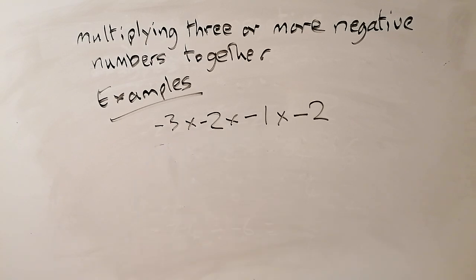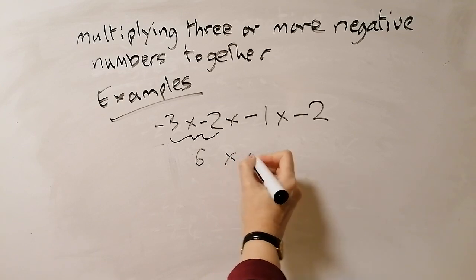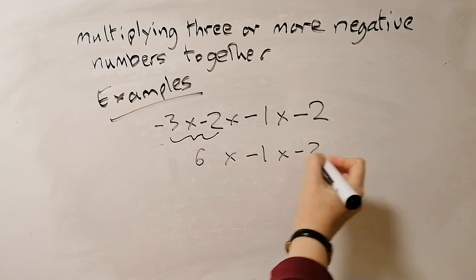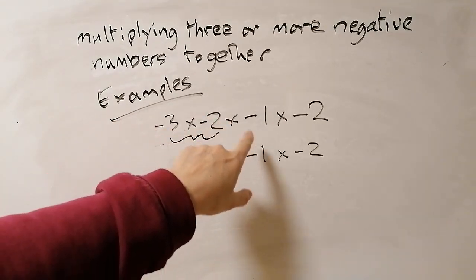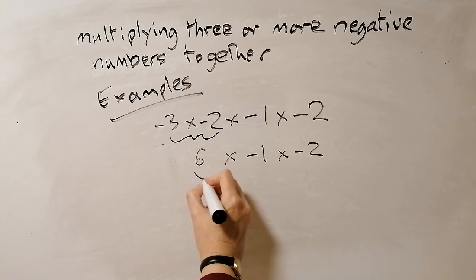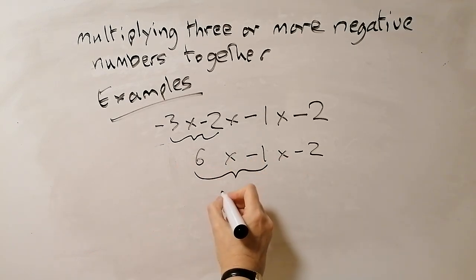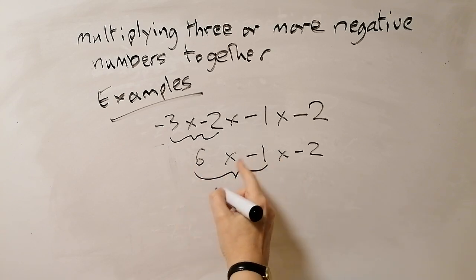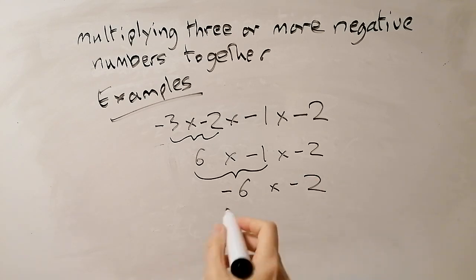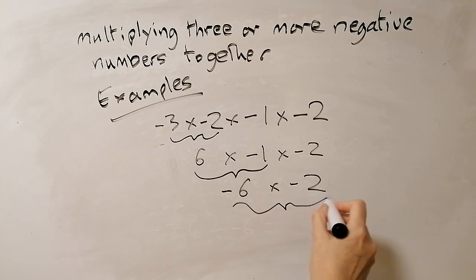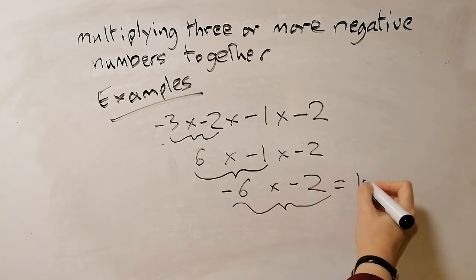In fact, I'm going to put the answer to this directly under there. And we've got this left. So we've got to now work out 6, the answer to that bit, times minus 1 times minus 2. So let's work this bit out. 6 times minus 1, well, that's a plus times a minus. So that's going to give us 6 times 1 is 6, but it's a minus, so it's minus 6 times minus 2. And now we can just work this last bit out. We've got a minus times a minus, and that becomes a plus.